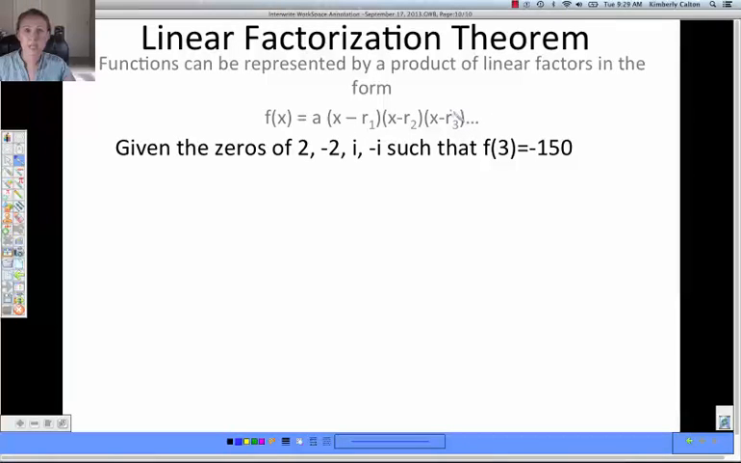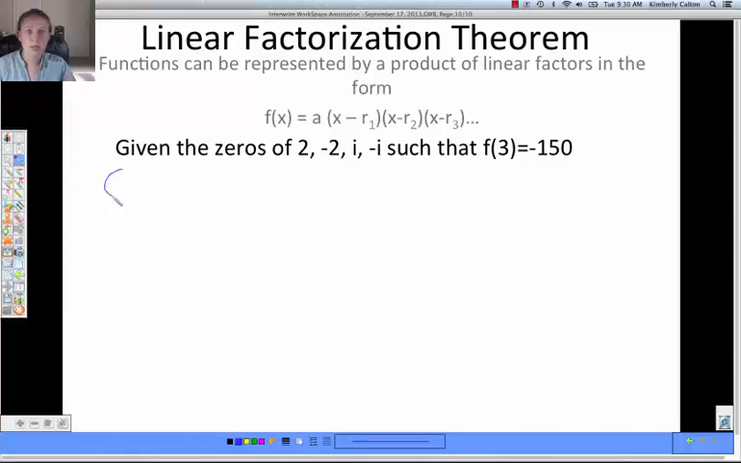Remember that roots and zeros and solutions are all the same thing, so please don't get confused. So we're going to simply plug in our roots, or our zeros, where we have the r values. So let's go ahead and get started.